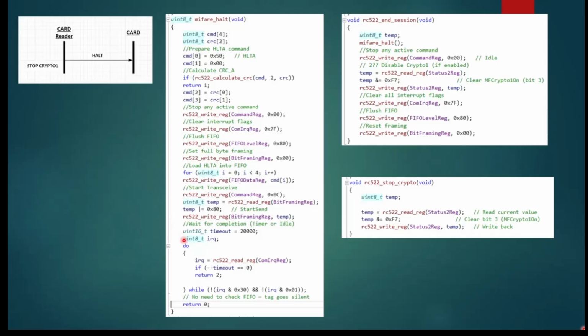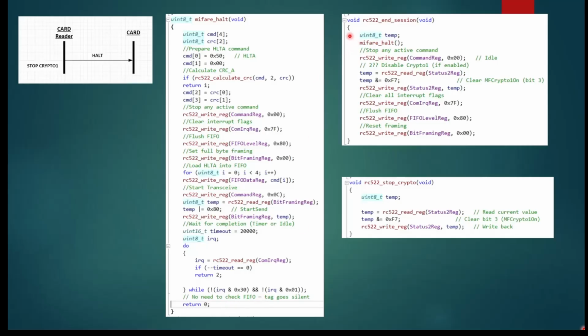So at this point, we've sent the whole command, and now we have to wait for it to be completed. So what we do in the while, we're going to check for hex 30, and IRQ is equal to 30 and not equal to 01. So at this point, if we complete this, then we are successful, and we return the 0. So that takes care of the halt.